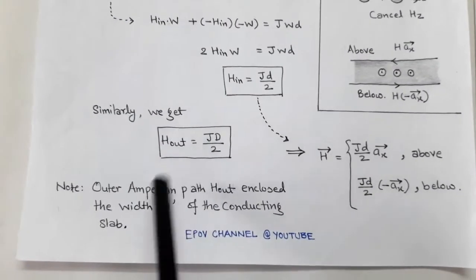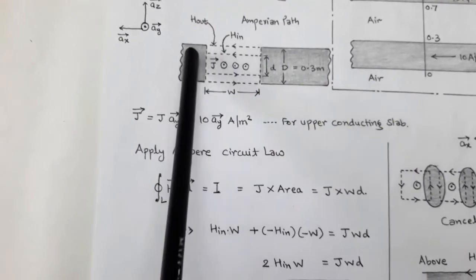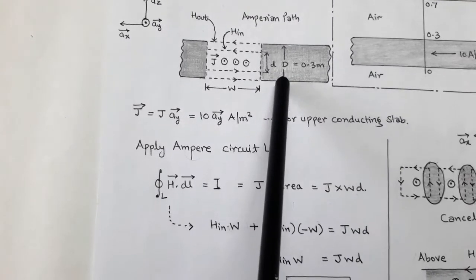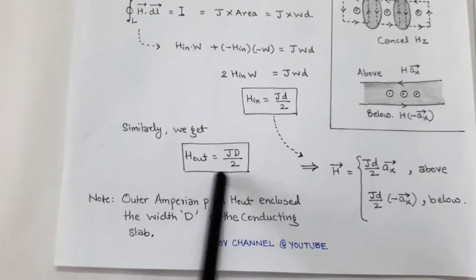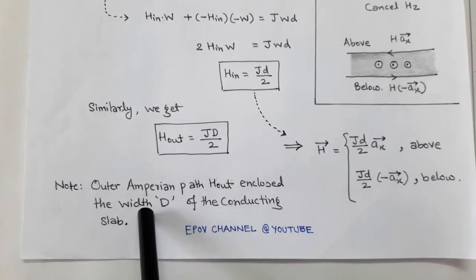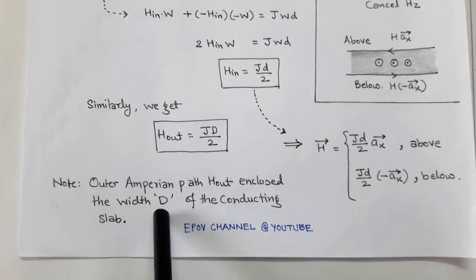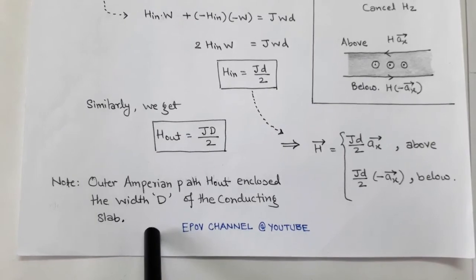Similarly, we can determine the magnetic field intensity due to the outer Amperian path. But in this we get H outside equals J into capital D upon 2. Here we take notice that the outer Amperian path encloses the width capital D of the conducting slab. So this is a point which is to be noted.